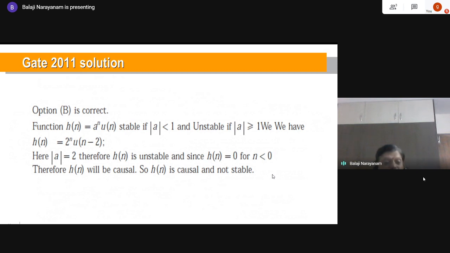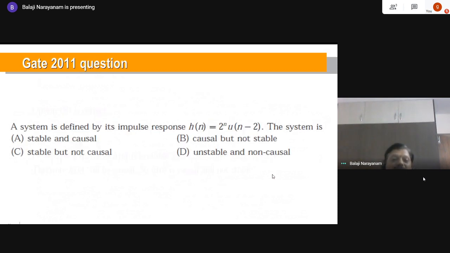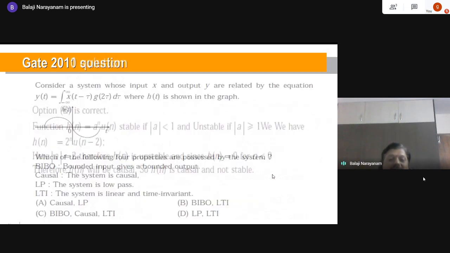So what is left over? We have causality and non-causal. h of n is equal to a power n u of n, and h of n is equal to 0 for all n less than 0, and this is a clear case of a causal system, and hence we may conclude that the given one is satisfying causal and non-stable. So option B is the correct one.